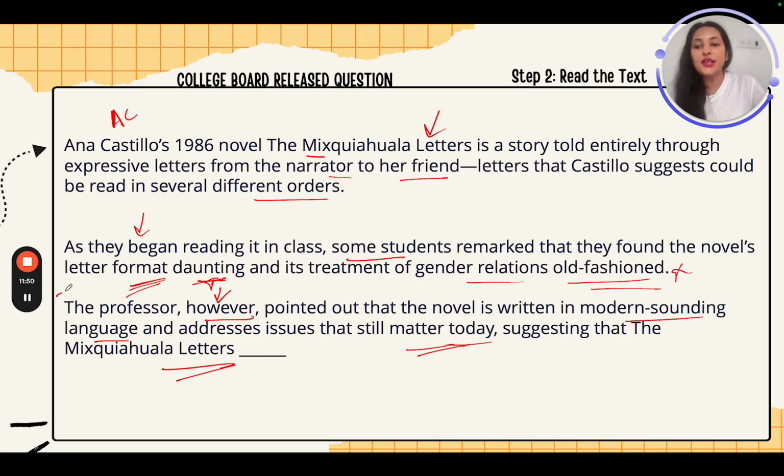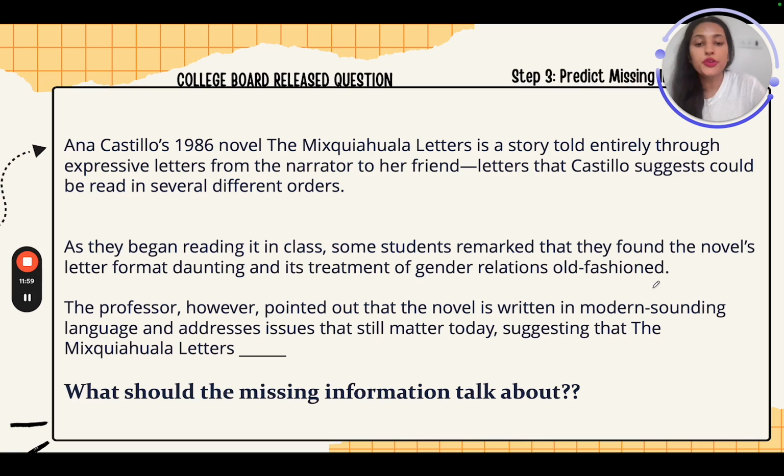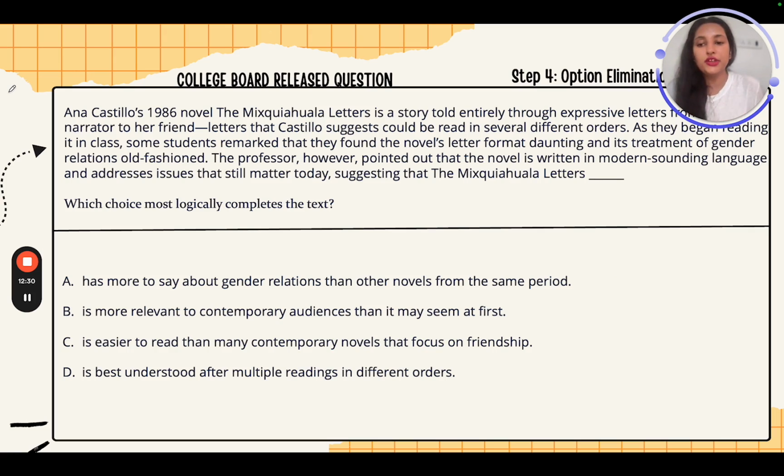So what does this argument that the professor gave to the students suggest about the letters? We know the answer to this also, right? If we have to predict what the missing information can be, it can be that the letters are not old-fashioned, they are not daunting, the format is not daunting. It's the opposite of what the students had to say. So understand, the mention of however is doing a lot of work for us already. It tells me that there is a contradiction, and the contradiction has to be the opposite of what's given to me earlier. So to fill in the blank, I simply created a contradiction of what's given to me earlier. Now with this understanding, let's go ahead and eliminate our options.